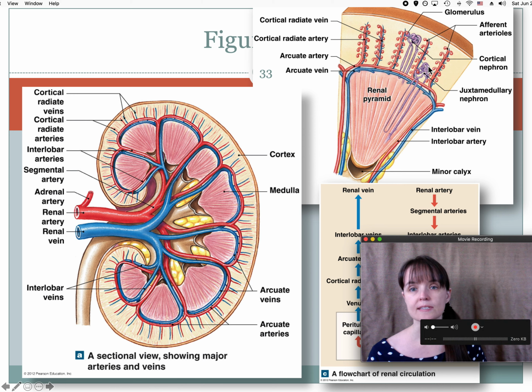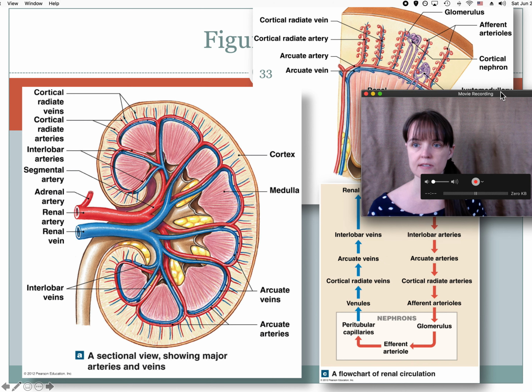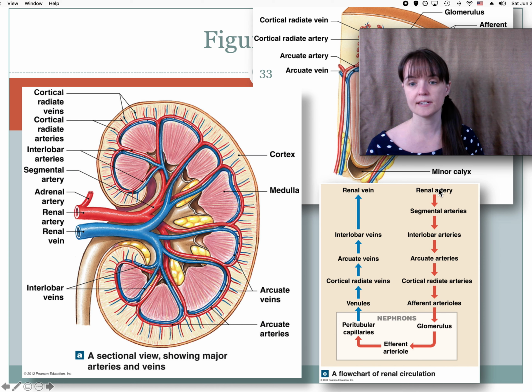And then you've got efferent arterioles and then peritubular capillaries, and here we'll have vasa recta, and then cortical radiate veins, arcuate veins, interlobar veins, and then again no segmental veins. We go straight to the renal vein, and you can see here that we skip the segmental veins.